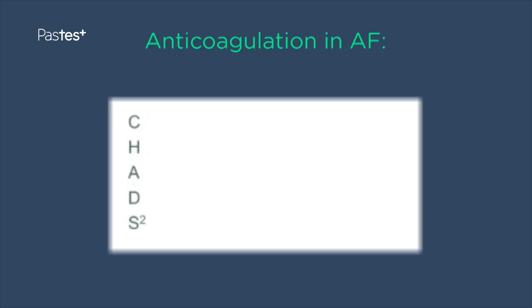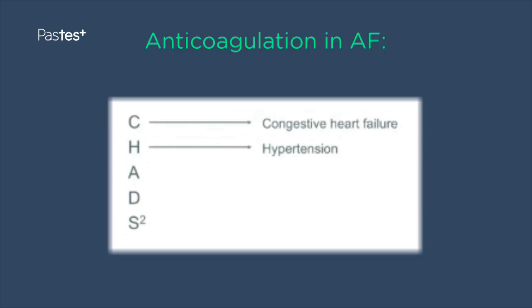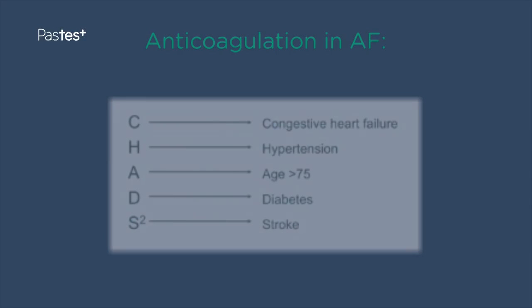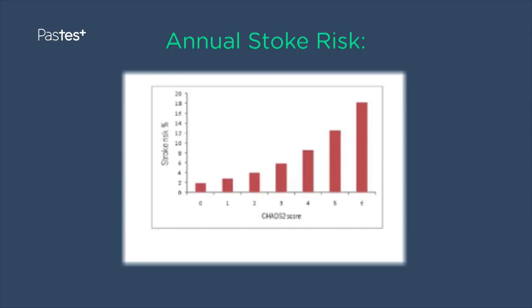Well, here's the mnemonic on the screen, CHADS-2. The first letter refers to congestive heart failure. If you have that, you get 1 point. The next is hypertension. If you have that, you get another point, and so on if your age is more than 75, if you're diabetic, or if you've had a stroke. We add all the points up from the score, and we get a risk prediction of stroke as follows.